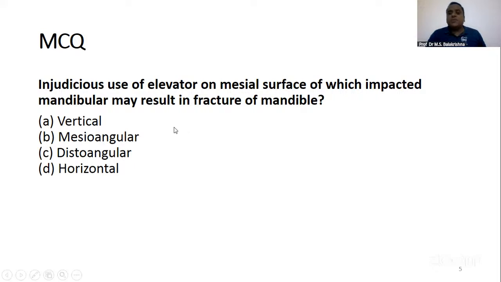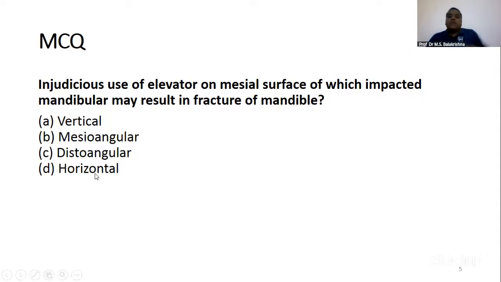Let us go option by option. This is a very simple question actually. Vertical impaction, you can elevate on the mesial aspect, it will come out, no problem. Mesioangular, you can elevate from the mesial aspect after doing the bone guttering, and it will become vertical.